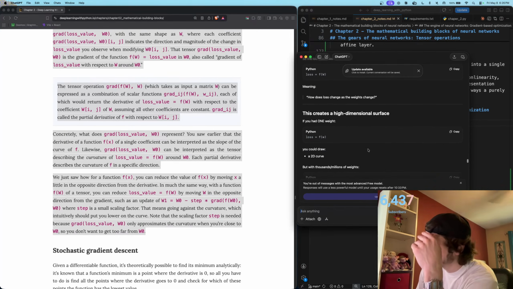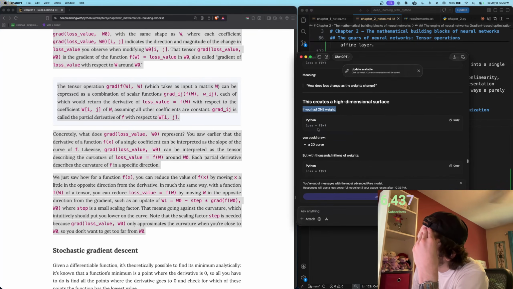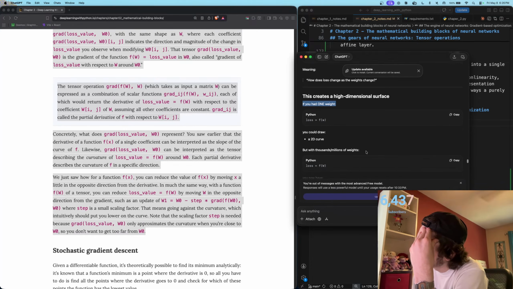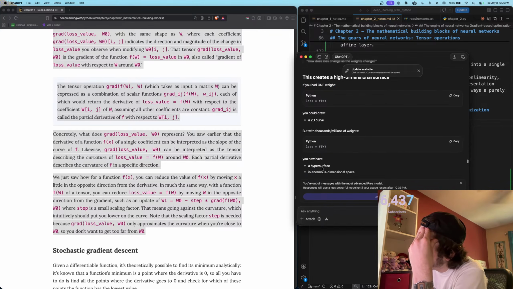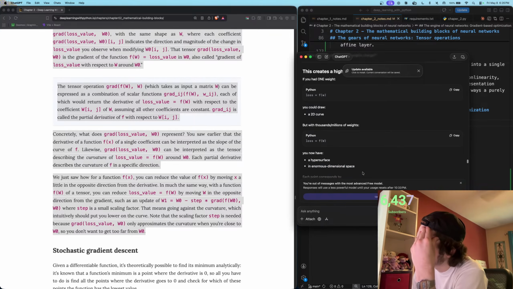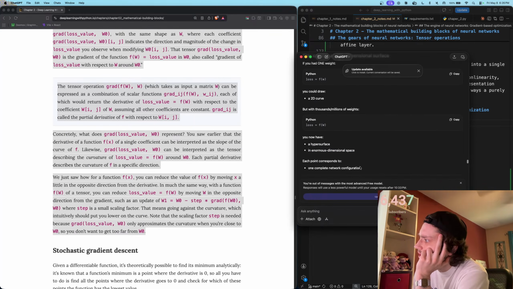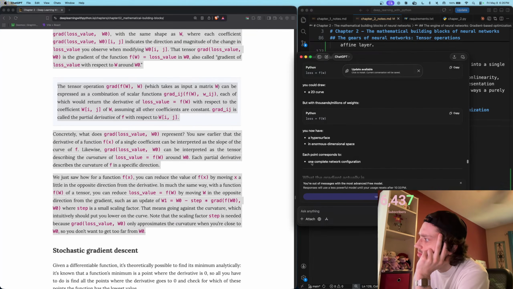This creates a high dimensional surface. If you had one weight, loss is equal to F of W. You could draw a 2D curve. But with thousands or millions of weights, loss equals F of big W. You now have a hyper surface in an enormous dimensional space. Each point corresponds to one complete network configuration.